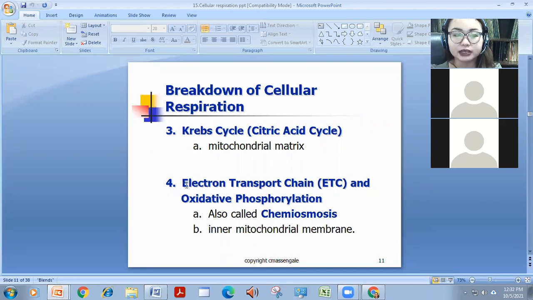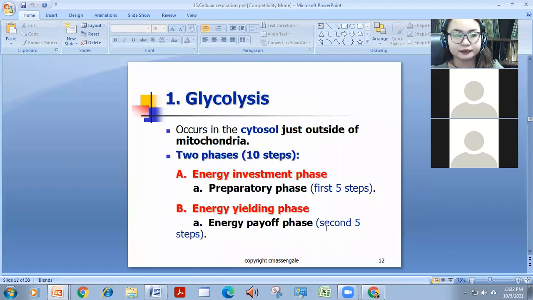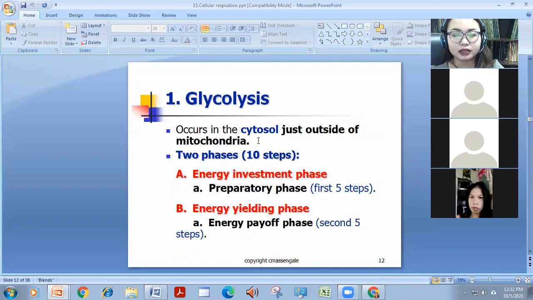Now the last one is the electron transport chain, or the ETC, and oxidative phosphorylation, also known as chemiosmosis. We have also discussed this in the previous lessons on photosynthesis, and this is done in the mitochondrial membrane.